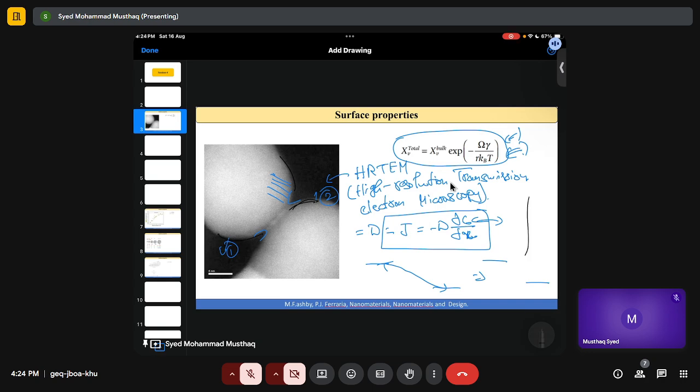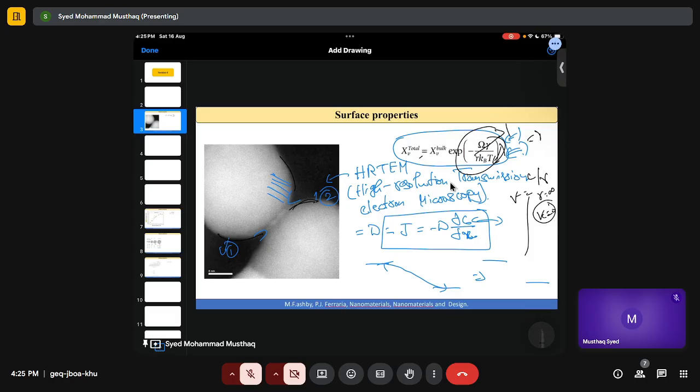So if you have a flat surface, then there will be no dependence. What do you mean? Because the curvature depends upon r, and because r is infinite, the curvature will be 0. So you will have no dependence on this one. Right? The exponential of 0 will be 1. So this whole term will become 1, and xv total equals xv bulk. If there is no concentration gradient of vacancies, then there will be no diffusion of atoms. Right? You need the concentration gradient of vacancies so that the atoms will diffuse, and for that you need different curvatures, the concave and convex.